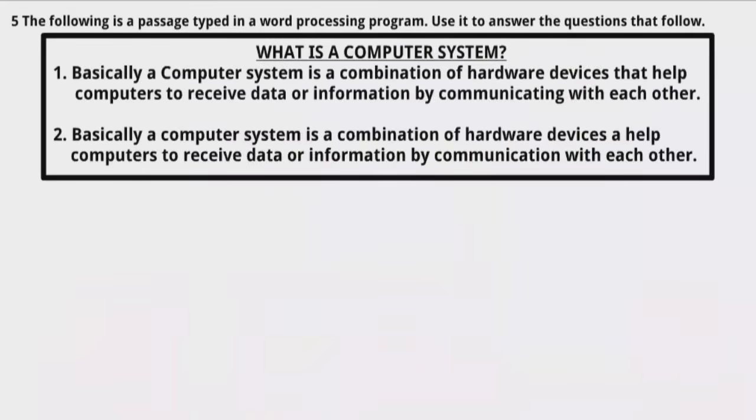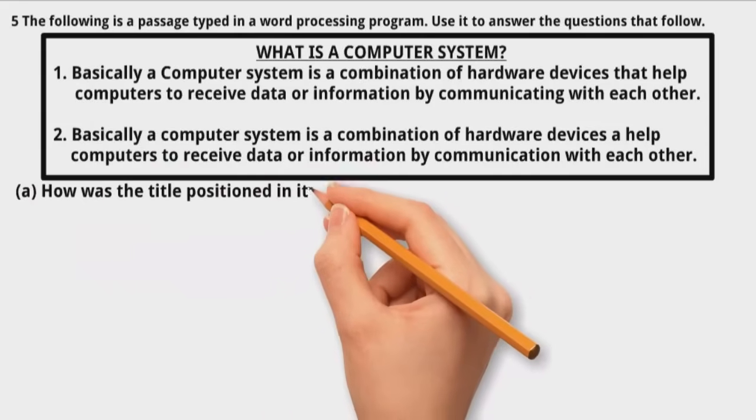Now let's go to question 5. The following is a passage typed in a word processing program. Use it to answer the questions that follow. Now let's study the diagram and pay attention to details. After thorough study of the diagram, let's go and answer the questions. Now let's go to question 5A.